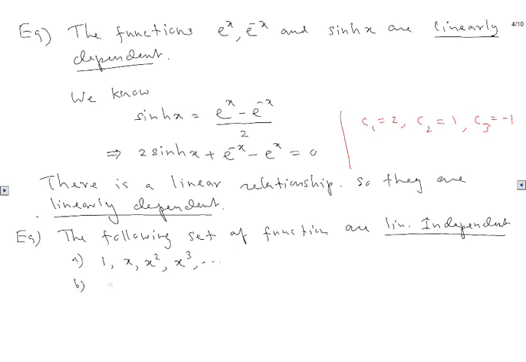The second set is 1, e to the lambda 1 x, e to the lambda 2 x, like that. We assume that all those lambdas are different, so lambda i does not equal lambda j. If those lambdas are different, this set is linearly independent. The next one is 1, sine x, cosine x, then sine 2x, and cosine 2x, like that. If you consider this set, these are also linearly independent.